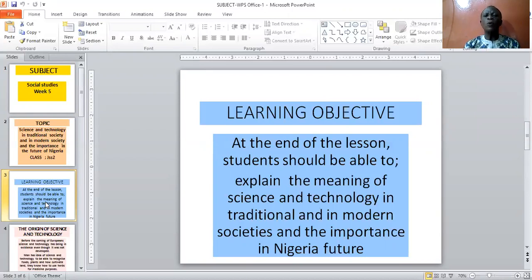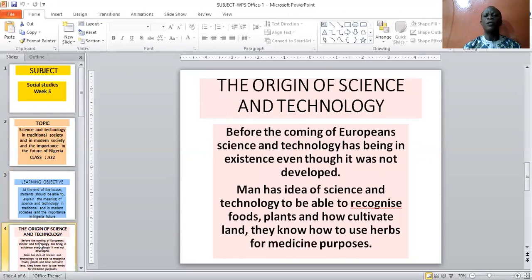We want to know the origin and the meaning of science and technology. We are just hearing about science and technology, this and that. But in traditional and modern societies, and the importance in Nigeria's future, this is what we are going to examine today. Bear it in mind that Nigeria has developed, your world has developed, through the help of science and technology.